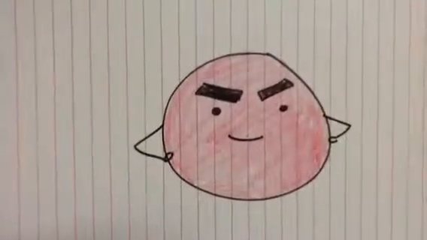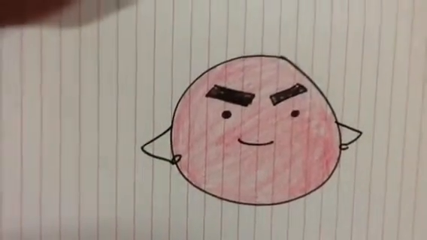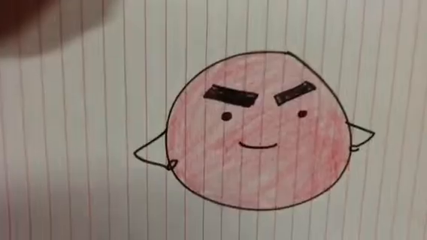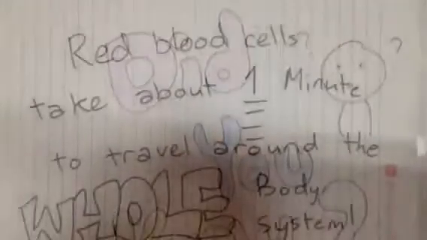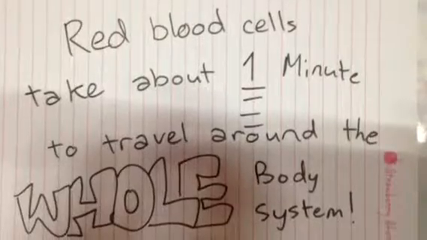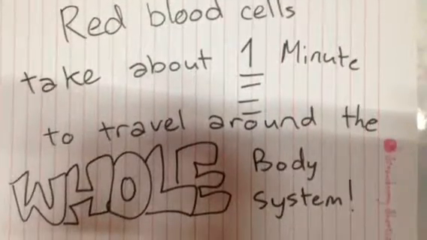Dun, dun, dun, dun. This is the biography of the heroic red blood cell named Bob. Did you know that on average, the red blood cells take about 1 minute to circulate around the body system? Whoa! A healthy heart would make a lub-dub sound in each beat.